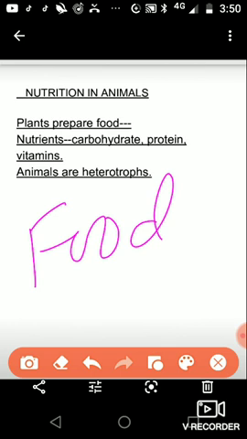So since this chapter is all about nutrition in animals, in this chapter we will learn about the process of intake and utilization of food. It means how the animals take their food, what their various modes of taking food are, and how they utilize their food.